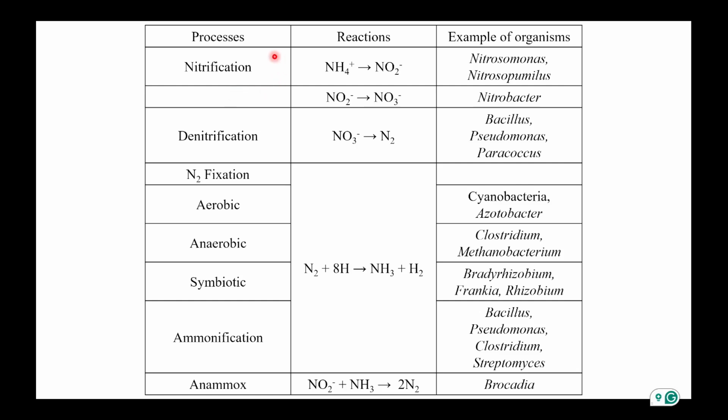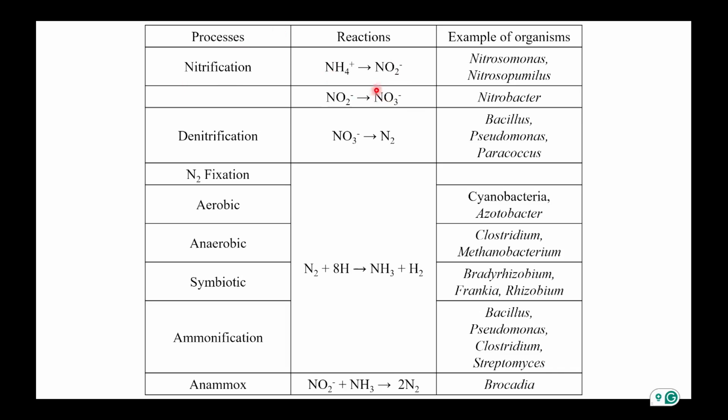So by oxidation, if you see the oxidation state of the nitrogen here, it would be -3. And then the nitrogen's oxidation state in nitrite would be +3, and then this would be +5. So basically the oxidation state of nitrogen is increasing. That means the nitrogen in the compound is getting oxidized. So the oxidation process is nitrification.